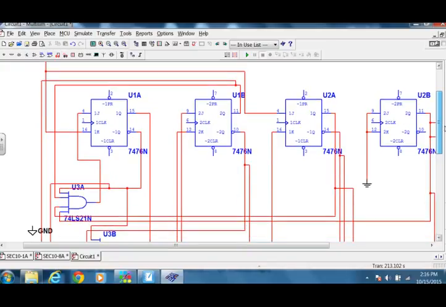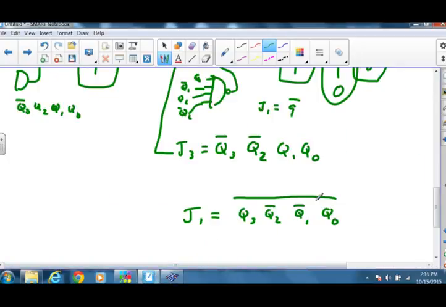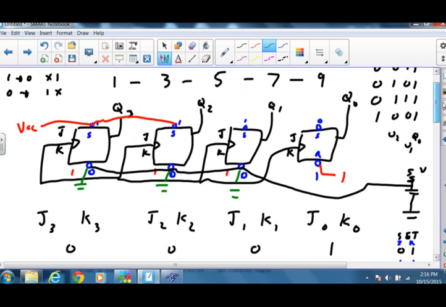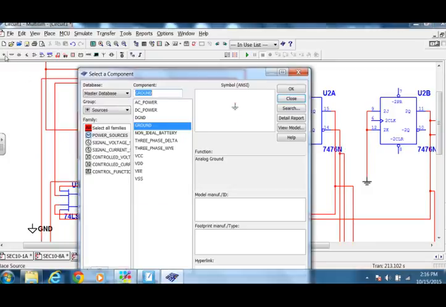What did I do wrong? If this works, I'm going to be surprised. All right. Oh, I already did Q1 right here. That's the problem. I already did it, and I didn't recognize that I did it. Okay, so that's fine. So now I'm all hooked up. I'm almost ready to go, but I'm missing the clock pulse. So let's go get a clock pulse.